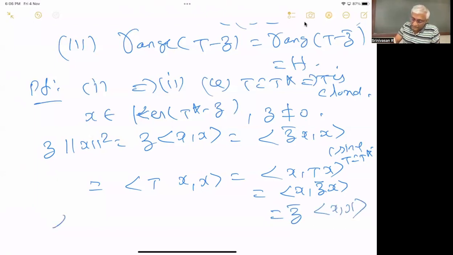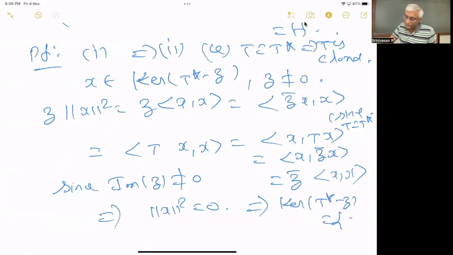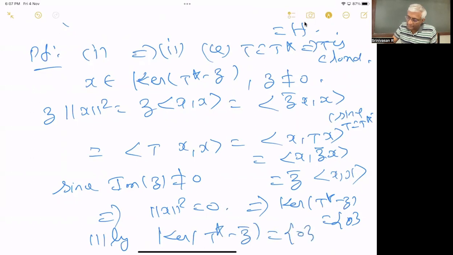Since the imaginary part of z is not equal to 0, I divided 1 by z. I wanted to take it as z, but I am writing it in this form; I wanted to take z inside, that's why I wrote it. Now it's okay. So this implies norm x squared equals 0. Because the imaginary part is non-zero, norm x equals 0. So that implies the kernel of T star minus z is trivial. The same proof works for z bar also. I have used the fact that z has non-zero imaginary part, and z bar also has non-zero imaginary part. Similarly, the kernel of T star minus z bar is also equal to 0. So the proof is over.